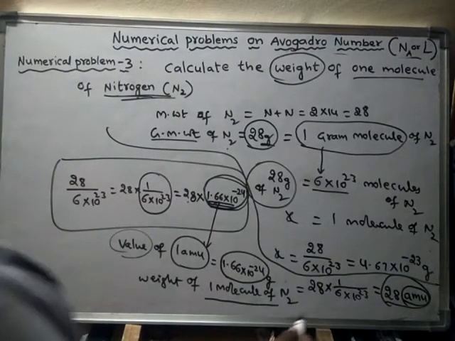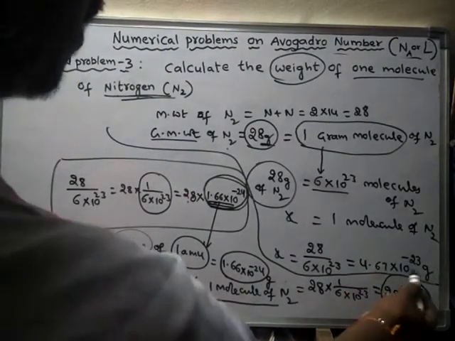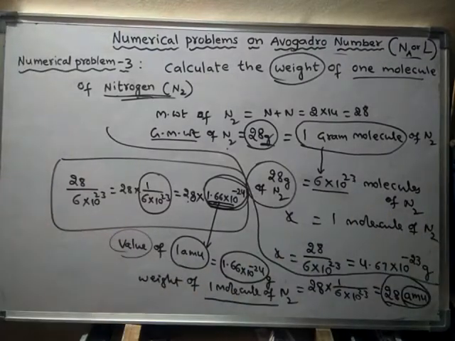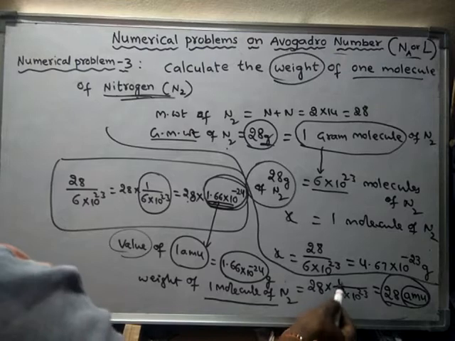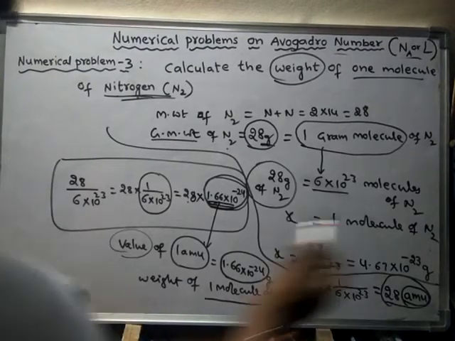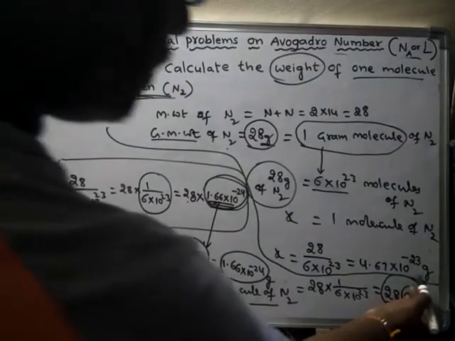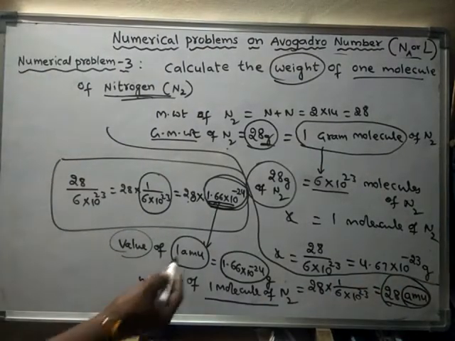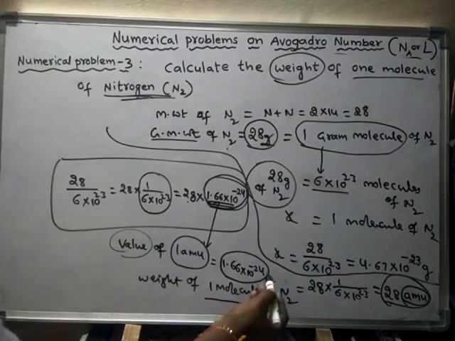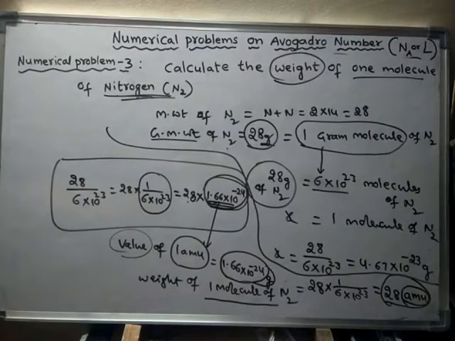We can write this answer like this also, because 28 into this one will be equal to 1 AMU. Anyhow it is in grams, so 1 AMU, finally you will get grams. So 1 AMU is equal to 1.6 into 10 to the power of minus 24 grams.